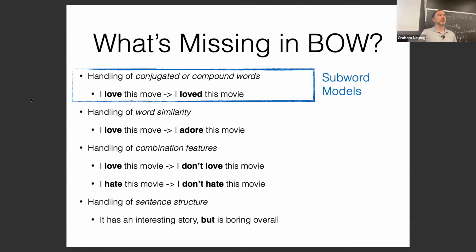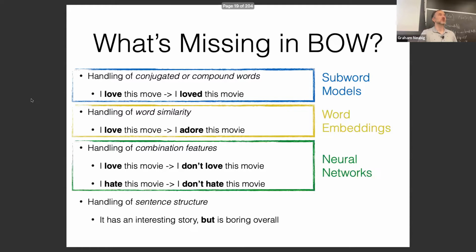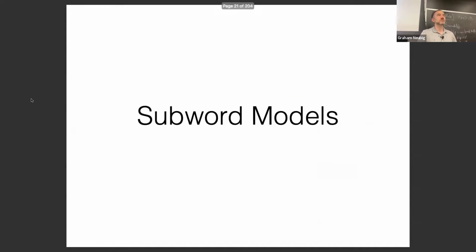So we're going to talk about subword models that allow you to handle this rather easily and elegantly. Word embeddings, which allow you to handle various varieties of word similarity. How we implement and use neural networks, which allows us to learn combination features. And then this time, we're not going to talk about sequence models. That's what we'll get into next time, but that will handle the sentence structure.